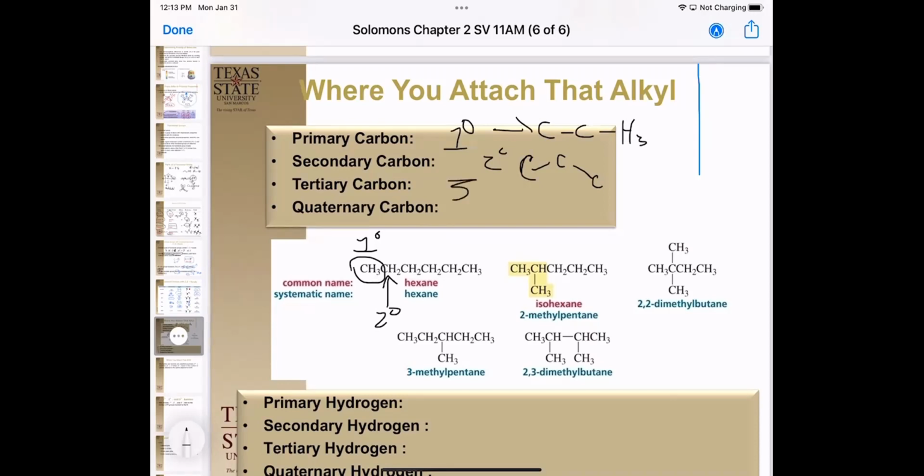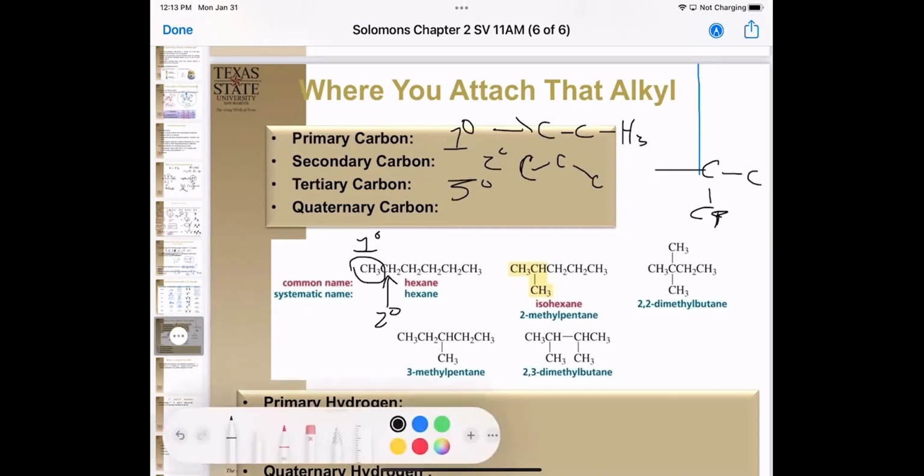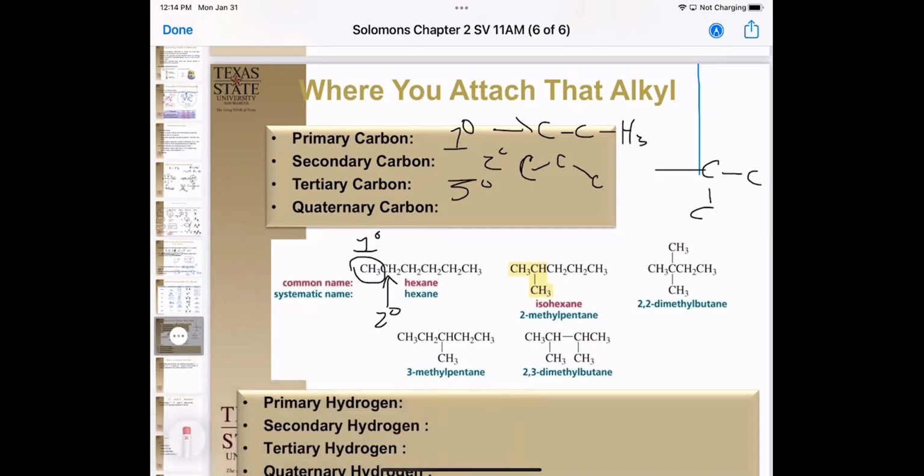Now, if we go to a tertiary, that means we have a carbon-carbon bond and a carbon-carbon bond. Actually, let me erase that mark there and put that there. So that means you have 3 carbons bonded and usually something else. Let's just put a hydrogen there. So we call that a tertiary. Okay. This will become important for a lot of things.